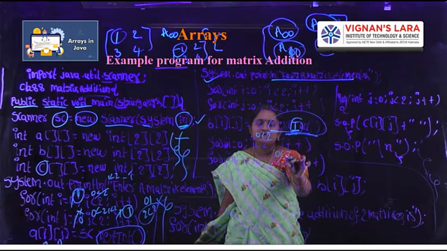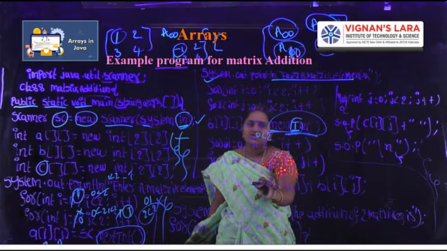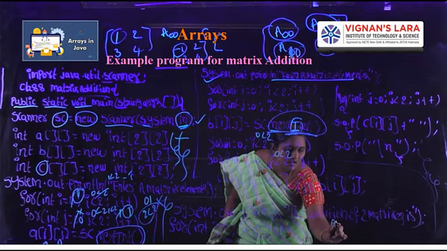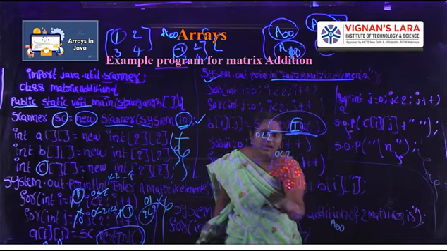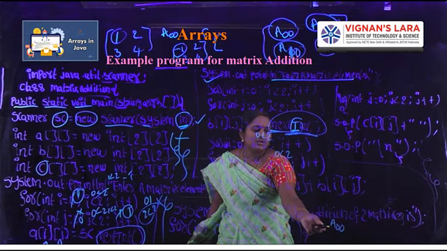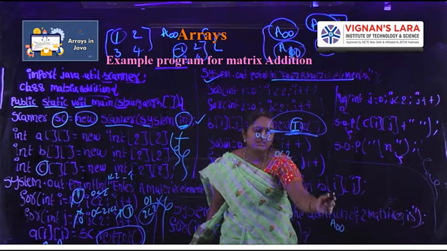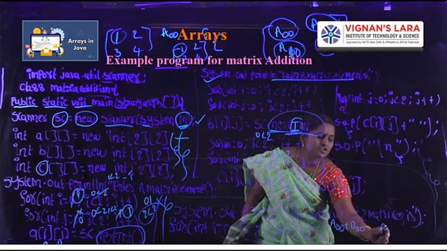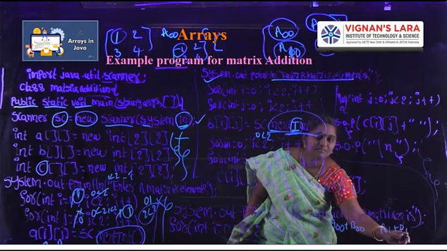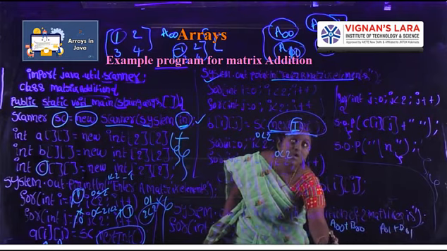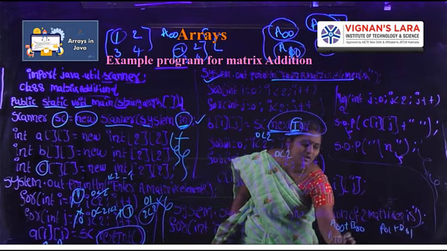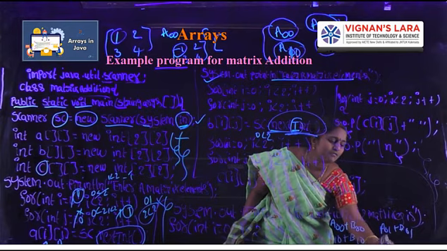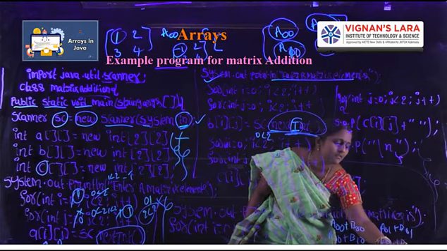A of 0, 0 position. Okay, so next one, C of ij equal to A of ij plus B of ij. A of 0, 0 plus B of 0, 0. A of 0, 1 plus B of 0, 1. Next one, A of 1, 0 plus B of 1, 0. Next one, A of 1, 1 plus B of 1, 1.